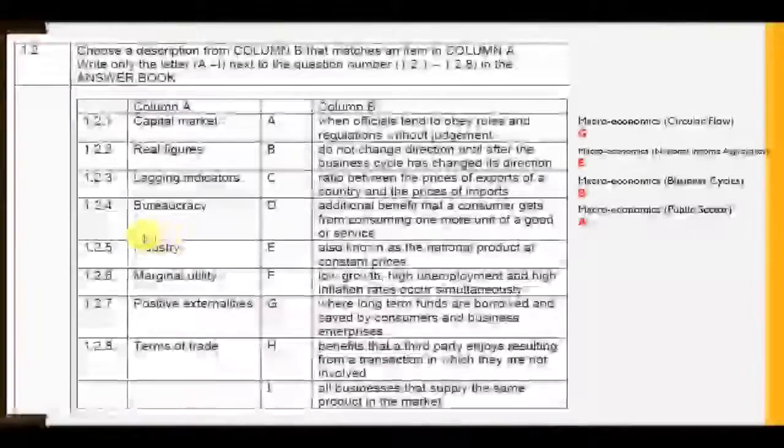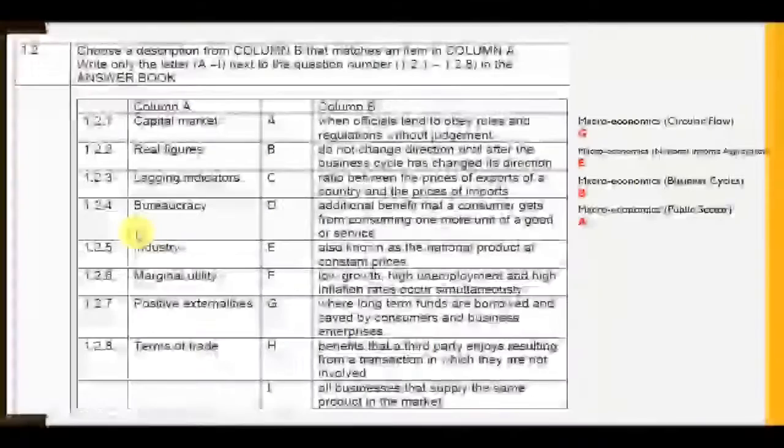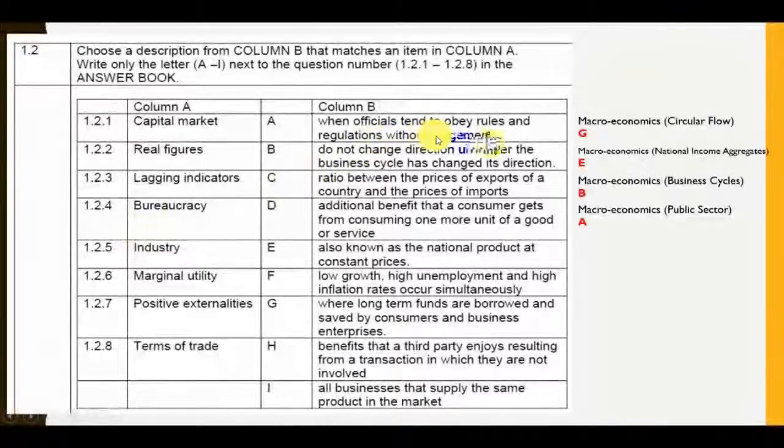A term we often use for bureaucracy, grade 12s, is red tape. Okay, red tape. That means it's all the rules and regulations which can really slow down the functioning of the economy because it takes so long to get anything done. Why? Because officials are obeying rules but not using their judgments to make informed decisions. Right, let's try the next one, guys.